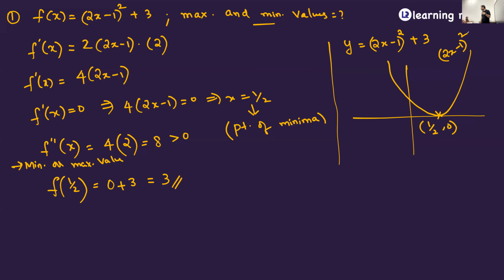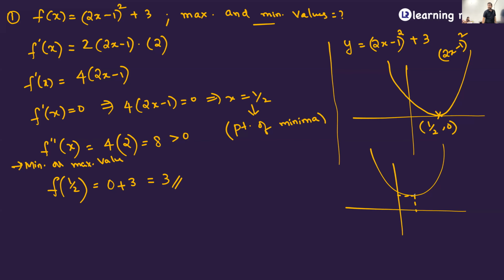But what is the actual graph? What is the actual equation? It is 2x minus 1 the whole square plus 3. So this should get shifted upwards by 3 units. When you do this, you will get the graph like this.